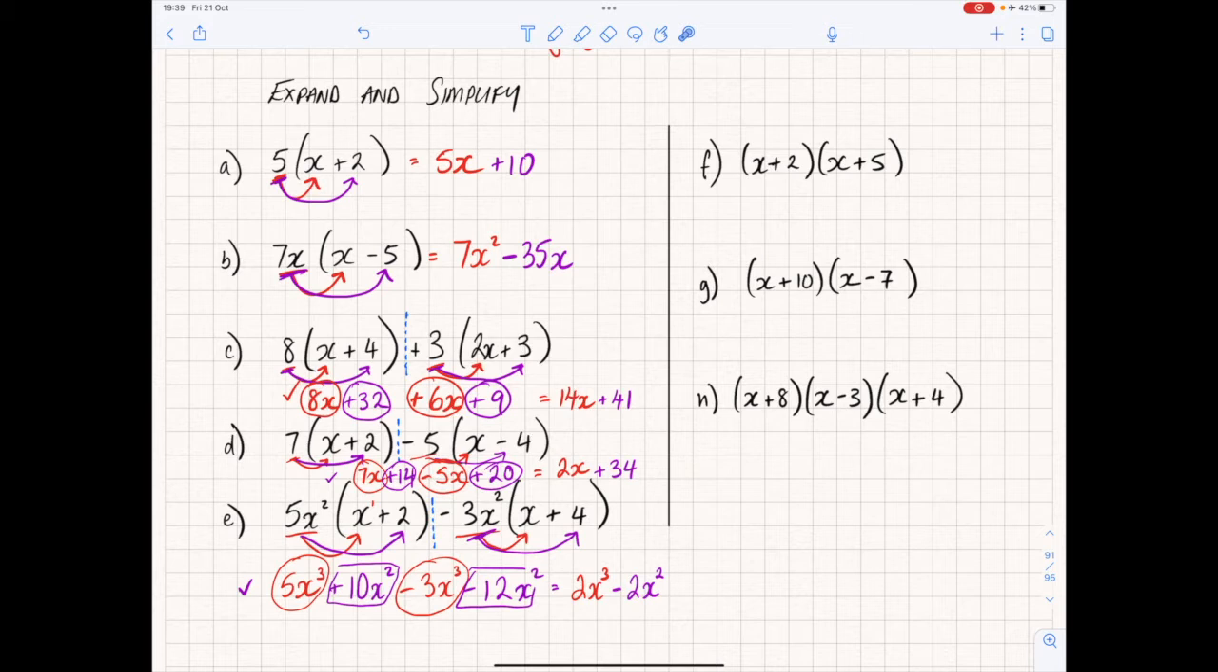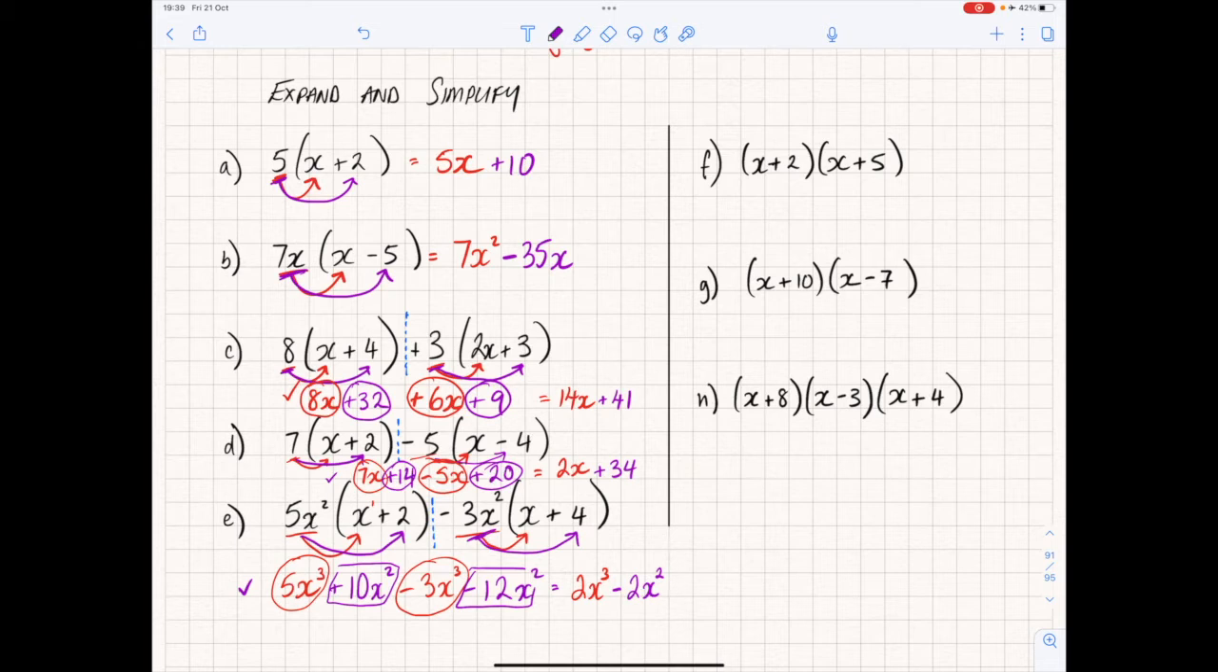Now, what you need to be careful of is this and this cannot now go together. You can't cancel any of that out because this is a 2x cubed, this is a minus 2x squared. Because that's a squared, because that's a cubed, they cannot go together. Okay, so that's your basic expanding and simplifying.